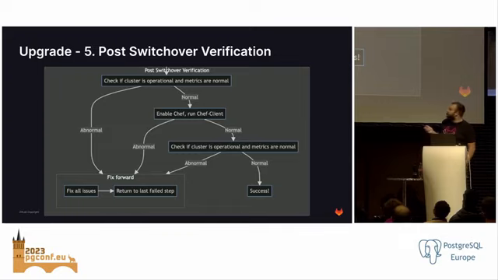Then we re-enable our normal automation again. We already checked before that it does not have side effects. We enable it again, and then the cluster is monitored for quite some time to see if it's operating normally. And if it is successful, the main upgrade is finished.